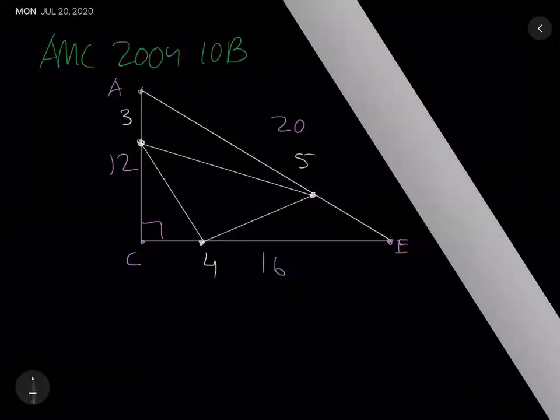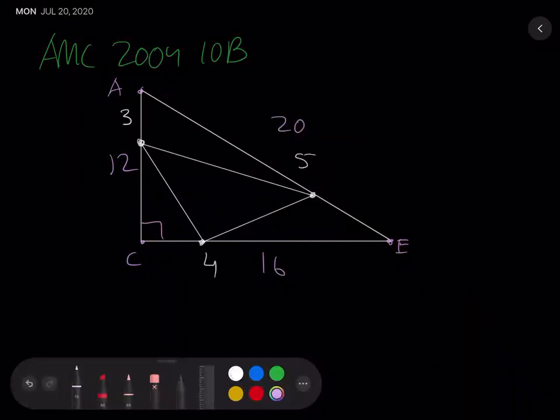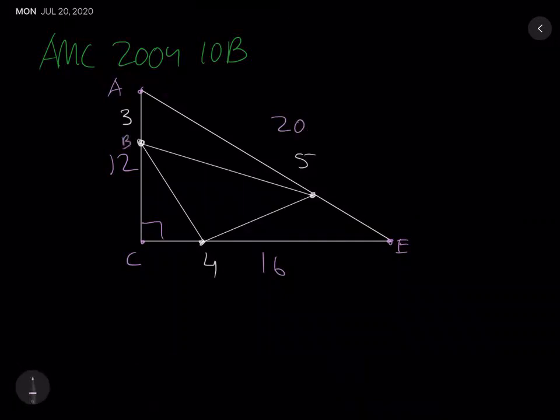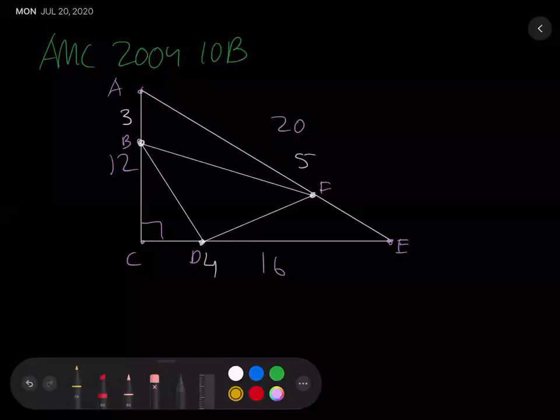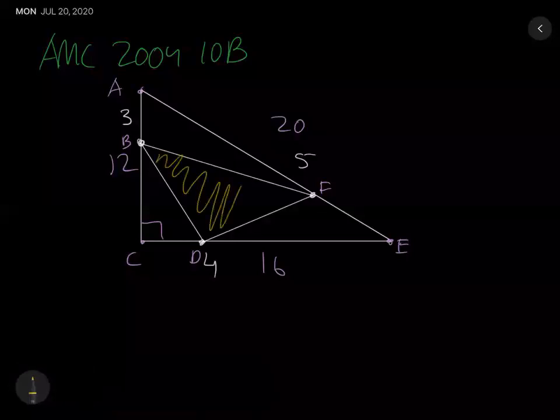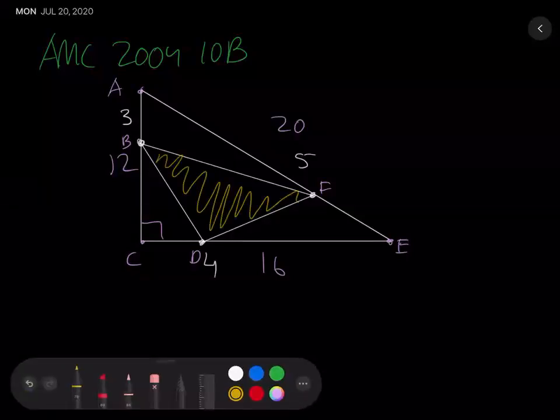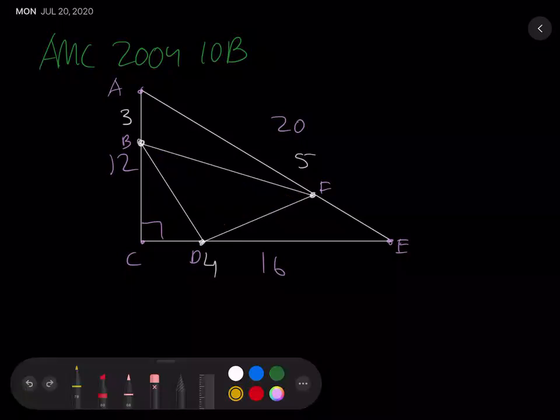And let's label the points as before. This is point B. Oops. Point D and point F. So the question is, what is the area of DBF? What is the ratio of the area of triangle DBF to triangle ACE? So what is the ratio of this to this?